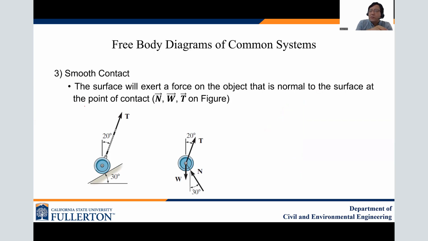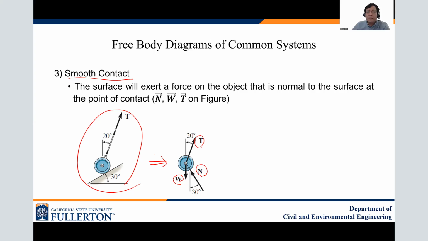The last one is smooth contact. If an object rests on a smooth surface, then the surface will exert a force on the object that is normal to the surface at the point of contact. So in addition to the normal force N, which is normal to the surface, the object is also subject to its self-weight W, and also the force T from the cord. So this is the free body diagram of this smooth contact.